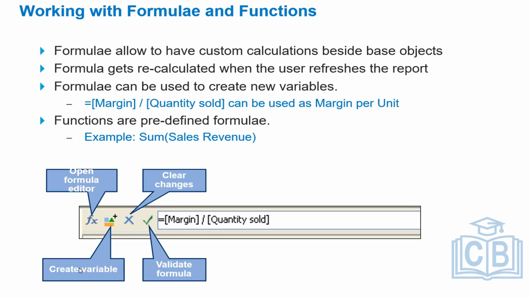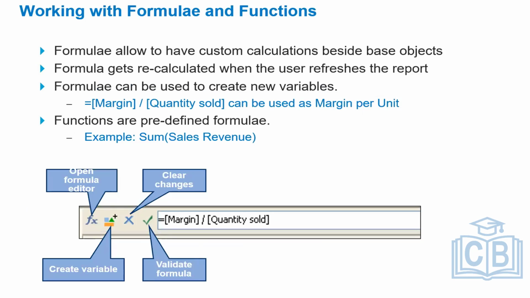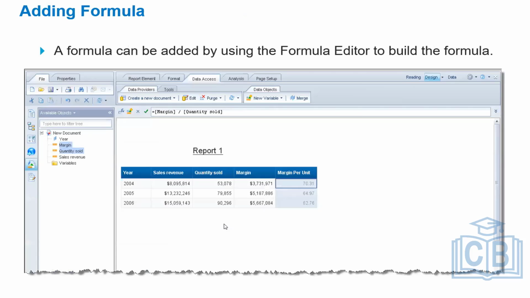This is to create a new variable. We click on this, give the name of the variable and give the formula, like margin by quantity sold. It is margin per unit. We can create a new variable with the name margin per unit with the formula margin by quantity sold. Functions we can also use, like sum of sales revenue and all. We can use this formula editor and create some functions in the formulas. That is about adding formula.